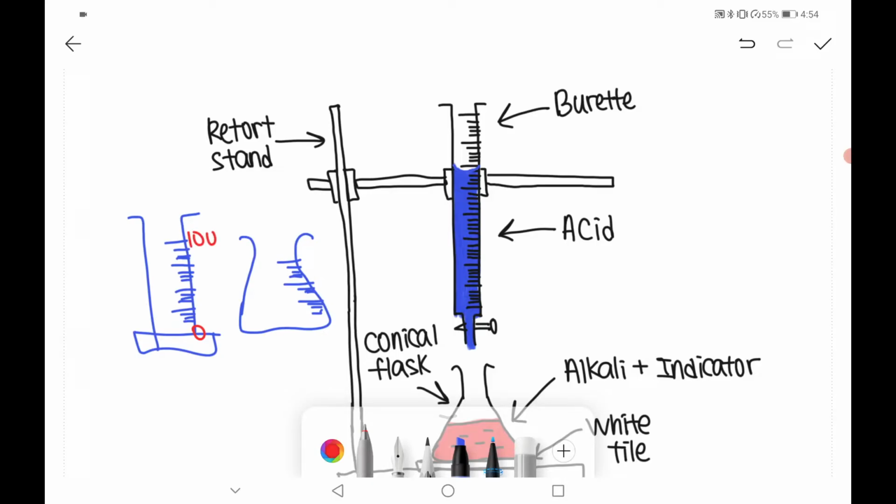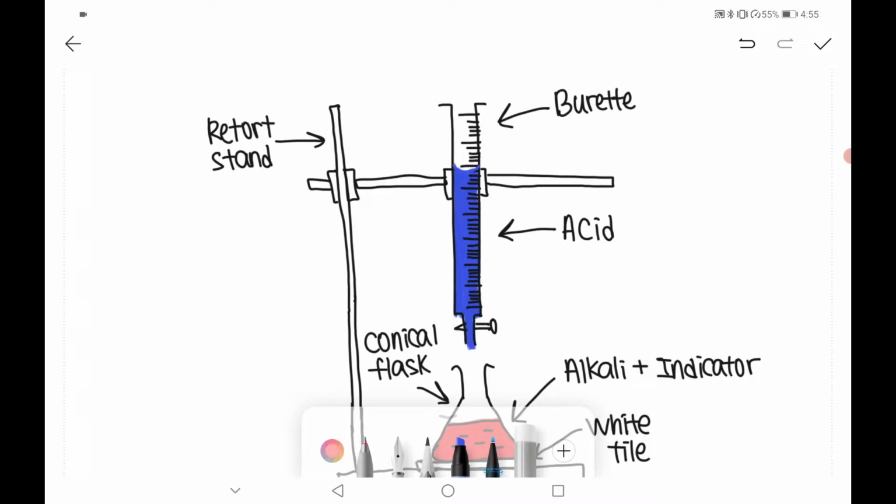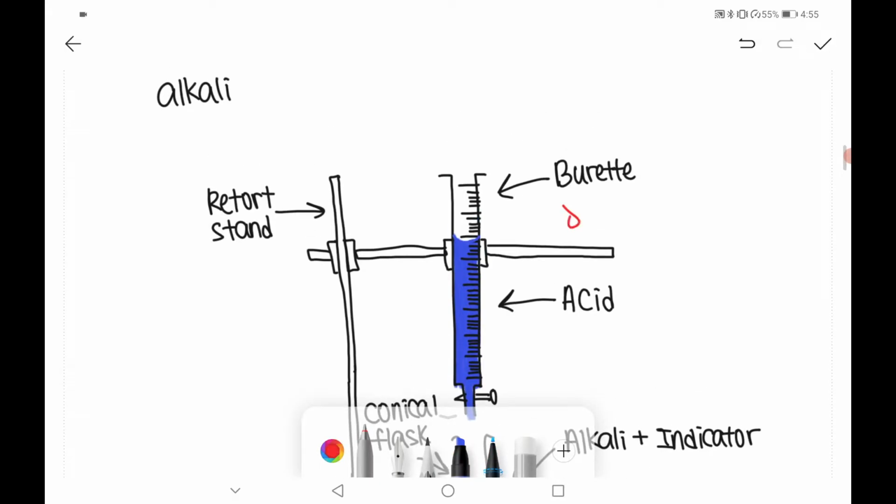Same thing, go to the conical flask. The small reading, 0, is at the bottom, and the big reading, let's say 100, is on top. Normally you will see that, right? But the burette is a little bit special. In the burette, the small reading is on top, here, the small reading 0. The big reading is at the bottom.